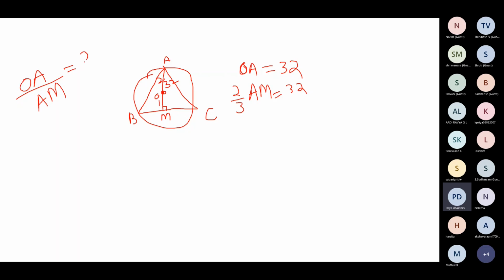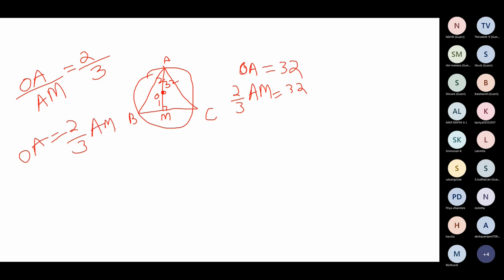2 parts, ma'am. AM, how many parts? 3 parts, ma'am. OA is 2/3 of AM. Just cross multiply. Don't you get OA is equal to 2/3 of AM?